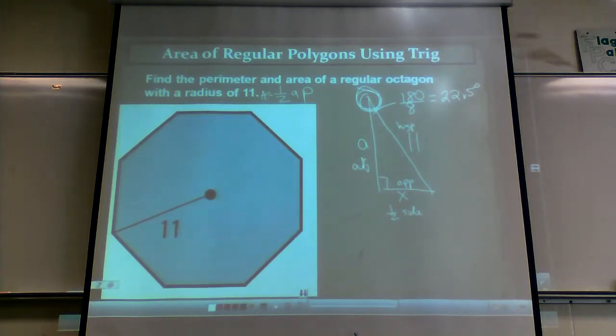Which part do you want to find first? Doesn't matter. You want to find the apothem or the half side? The x, the half side, okay. So if I go about finding this one first, right? That's my opposite side. Hypotenuse is given to you. Which one's opposite over hypotenuse? Sine. So you get sine of the angle equals x over 11.